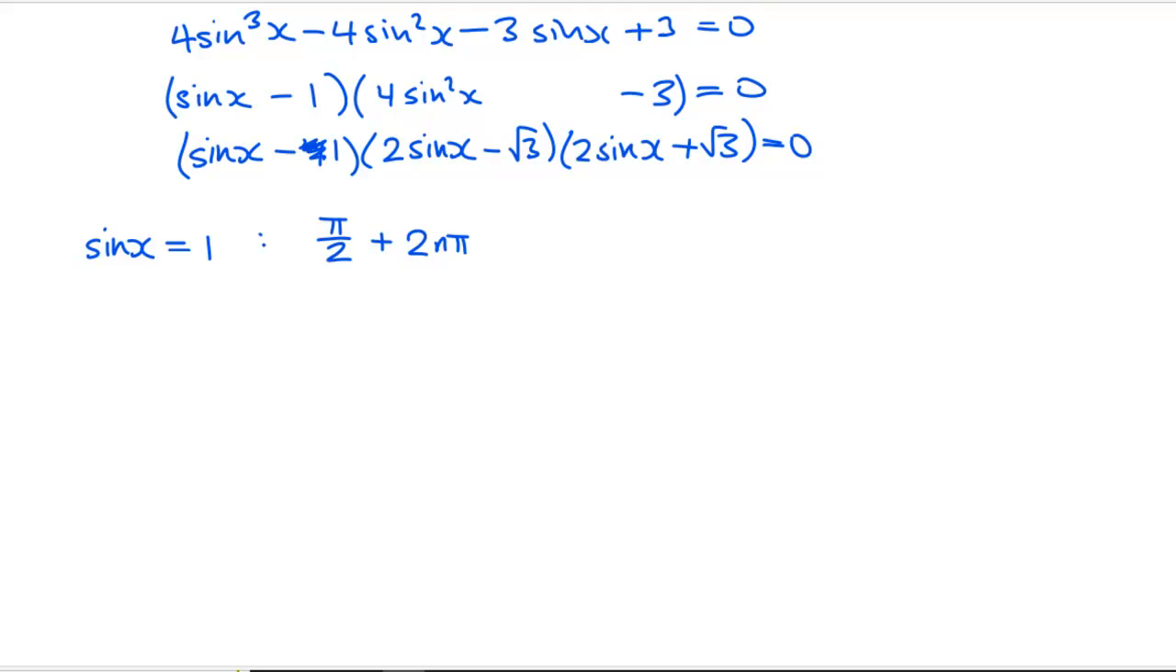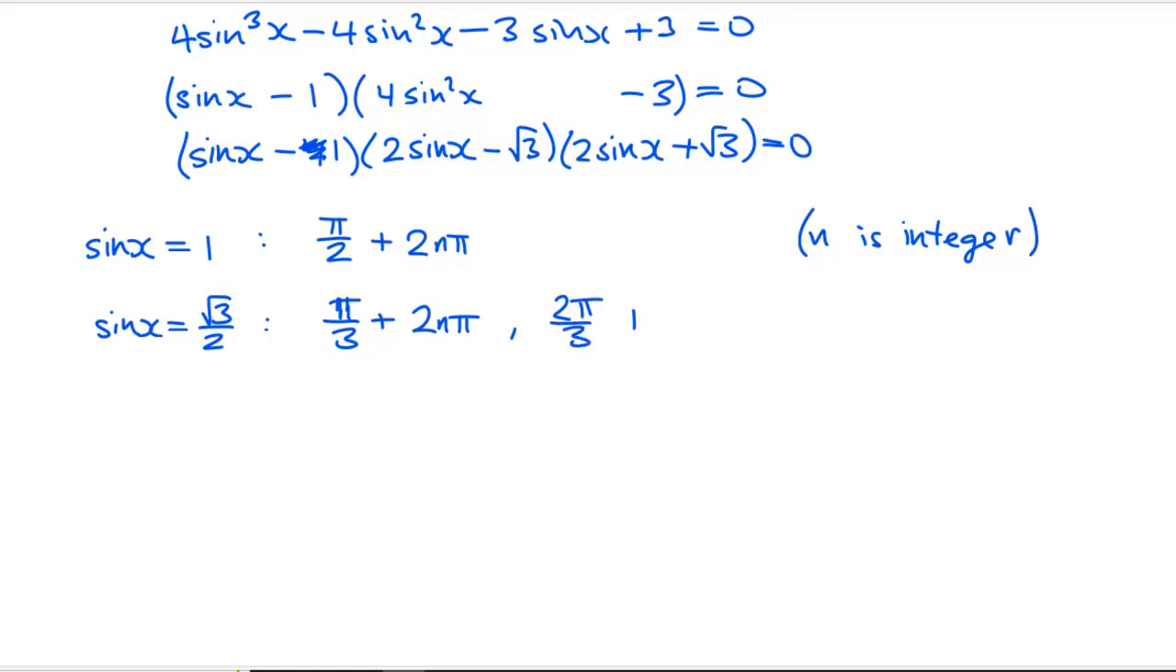That's for n an integer, because we'll use that n all the way through. Then we have sine x equals root 3 over 2. That is 60 degrees, so pi over 3, and we add on 2n pi. But we have another solution, because it's going to be pi minus pi by 3, so 2 pi by 3 plus 2n pi.